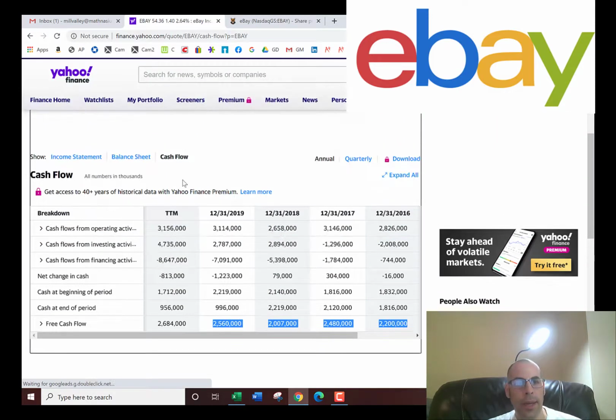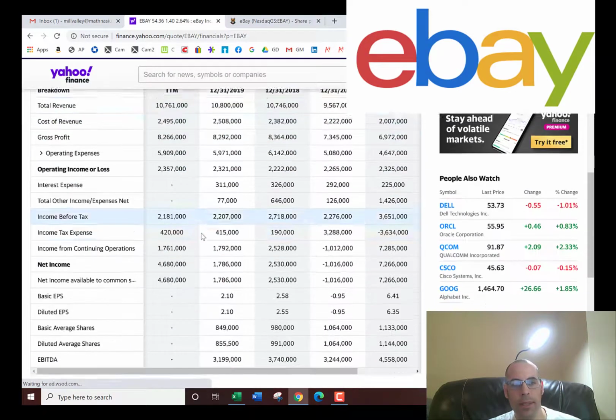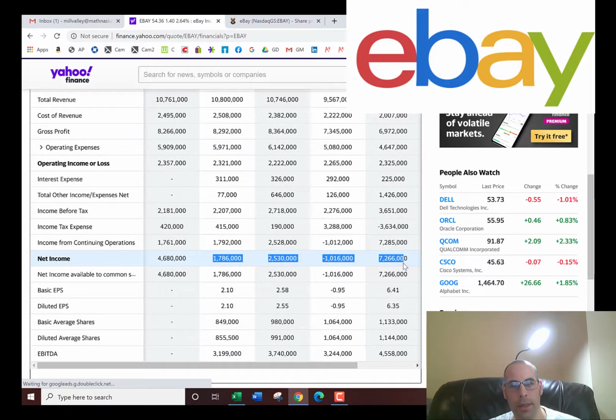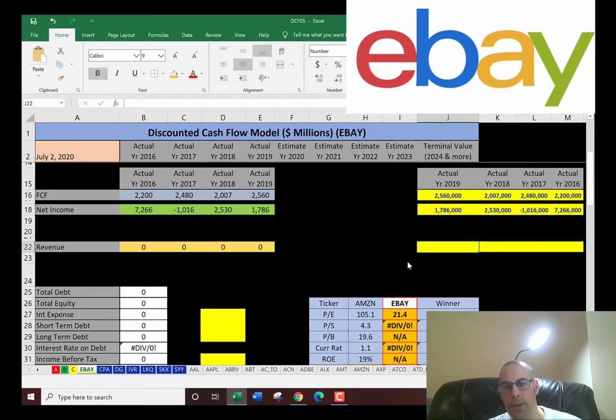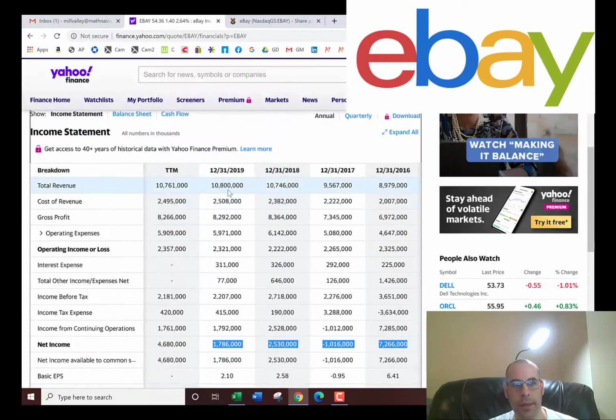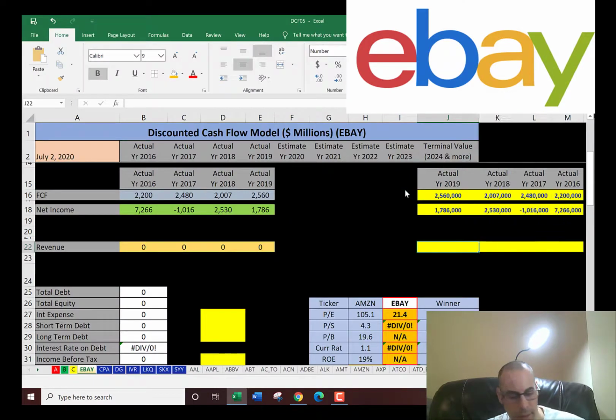Now I'm pulling the net income, which is the profit and loss, and that's on the income statement. And then we're going to pull the revenue, which is just the sales for the company. That's also on the income statement. And the numbers look pretty good, although in 1 year they had a negative net income. Although they had positive free cash flow of $2.4 billion that year, so it must have been a non-cash item. Hopefully that doesn't affect the valuation too much.